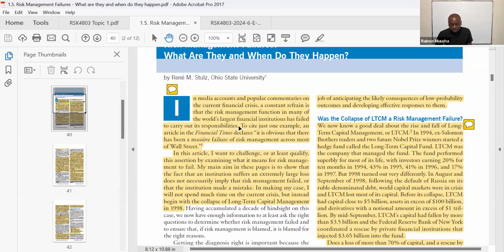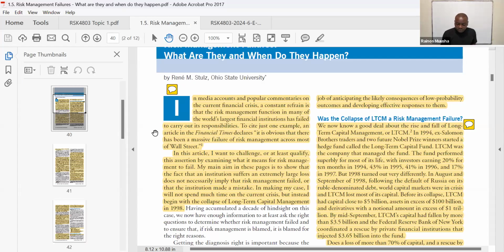Please note that this article was prepared during the time when we were having the 2007-2008 financial crisis. So please keep that in mind. When they talk about the current financial crisis in this case, they are referring to the 2007-2008 financial crisis, which emanated from the US, having a ripple effect across the world as well.